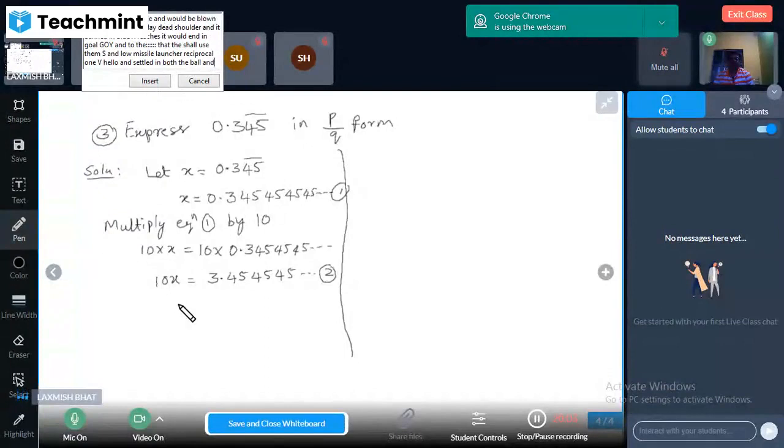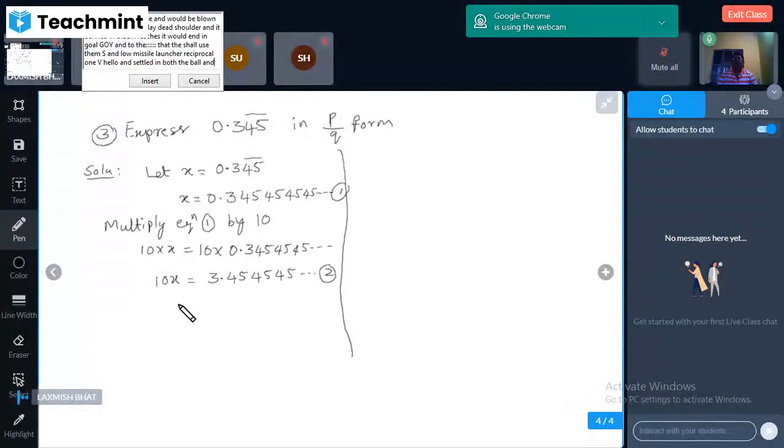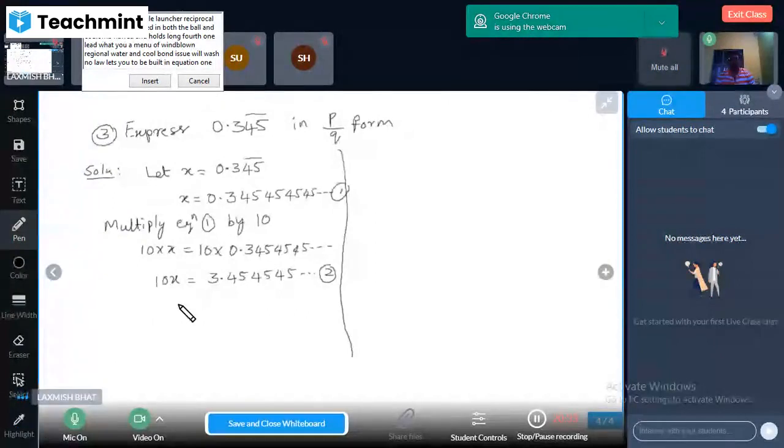But here, when we compare equation number 1 and 2, the decimal parts do not match each other, because in equation number 1, 0.3, 3 is there in the first digit, but in equation number 2, we don't have 3 there. So we cannot cancel the decimal part by subtracting equation number 1 from equation number 2. So for this purpose, I am going to multiply equation number 2 by 100, because 4, 5, 2 digits are repeating here.